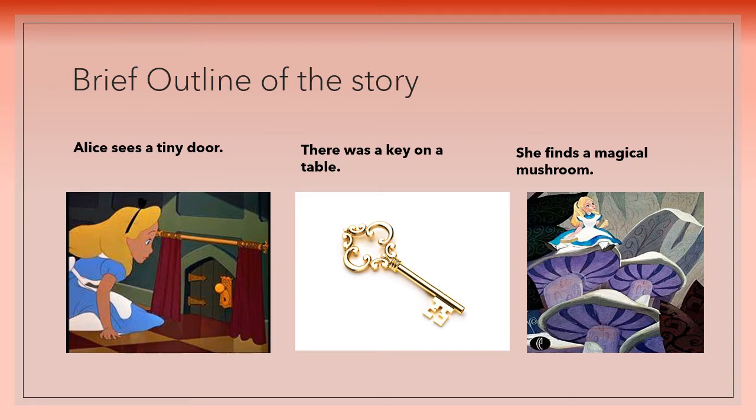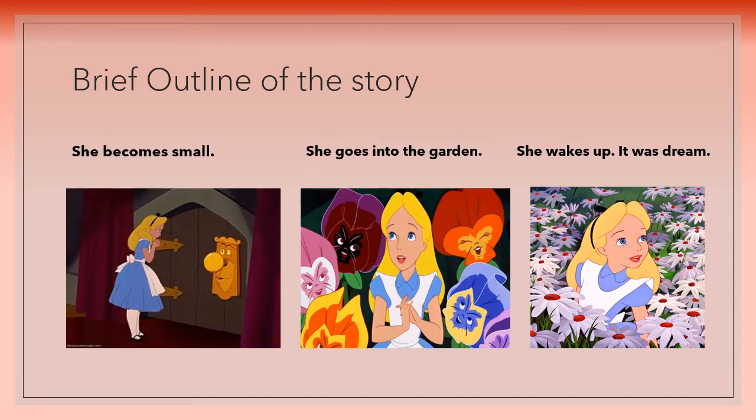So what happens? She sees some magical mushrooms over there. She starts eating those magical mushrooms. Then what happened? As she eats the magical mushroom, she becomes very small. And then she can easily pass through that door. When she passes through the door, she goes into a beautiful magical garden. And when she reaches the garden, all of a sudden, what happens? She wakes up and it was all a dream.